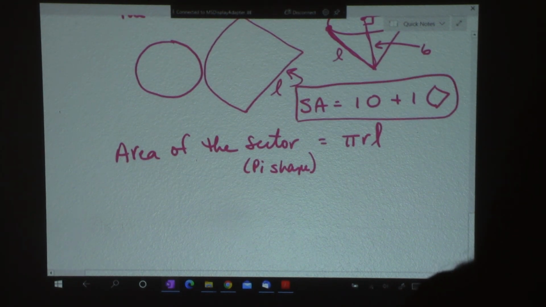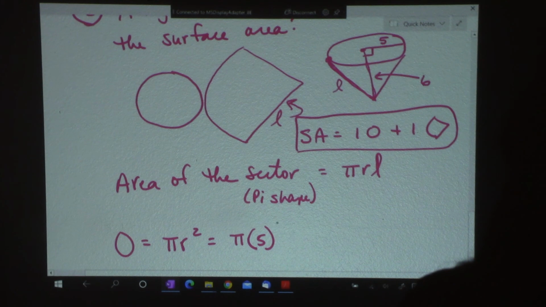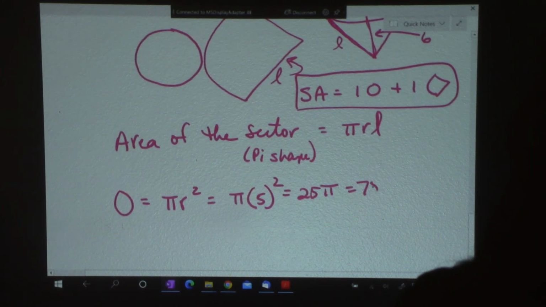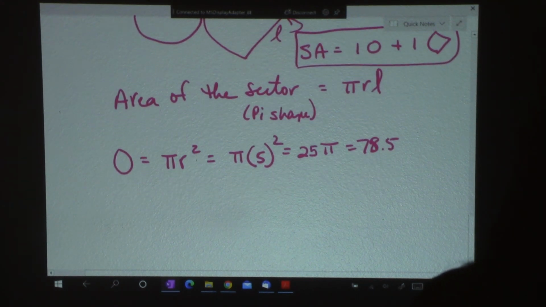I need the circle and I need the pie shape. So let's work on the area of the circle. That's pi r squared, which is pi, and the radius was 5. So I have 25 pi, and that is 78.5. Okay? So that's my circle. Now I need my pie shape. So that's going to be pi r L.